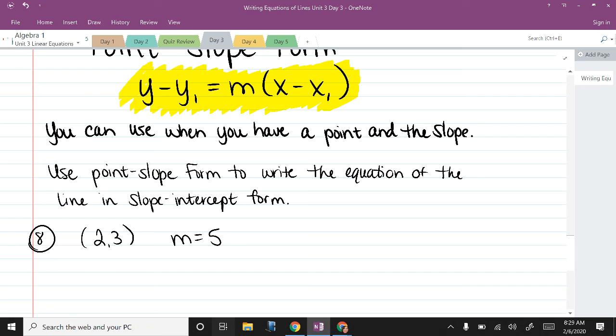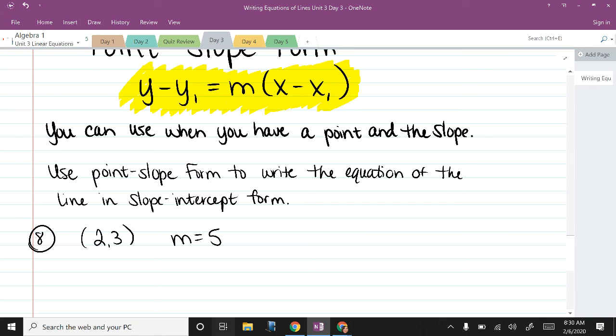It says use point slope form to write the equation of the line in slope intercept form. So instead of finding b, we're going to start with point slope form on this. Because aren't I given a point and slope? Yeah. I'm given a point and slope, so I can use point slope form.